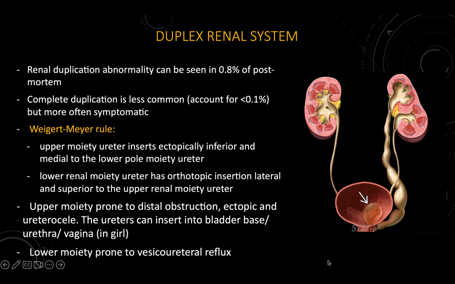Now, renal duplex system is a duplication abnormality that is quite common. But complete duplication is less common, and the patient will also always be symptomatic. And we know the Weigert-Meyer rule, whereby the upper moiety ureter will insert more inferiorly and medially as compared to the lower moiety ureter. And this upper moiety ureter is more prone to get obstructed by the ureterocele, and it can be ectopic. But the lower moiety ureter is more prone to get reflux.